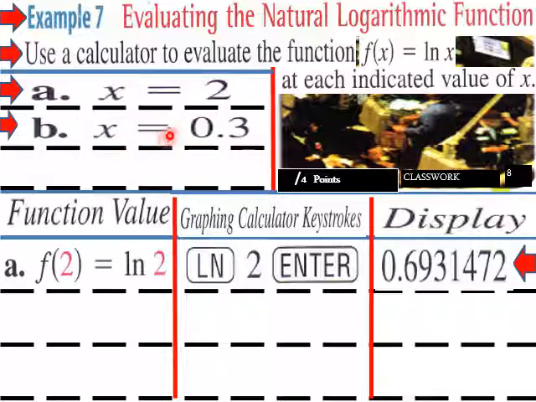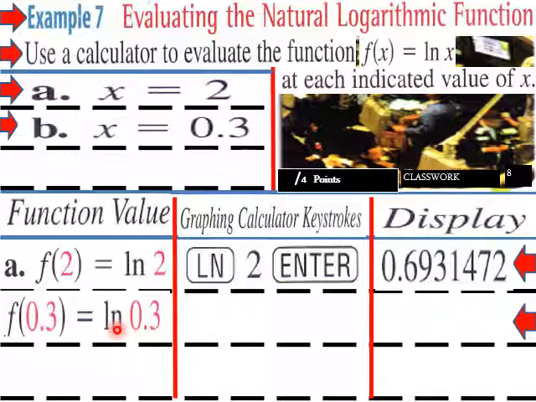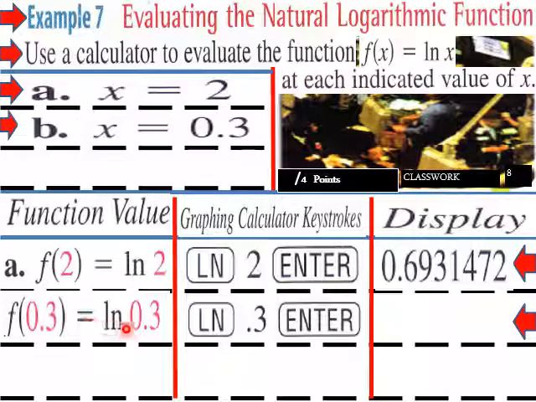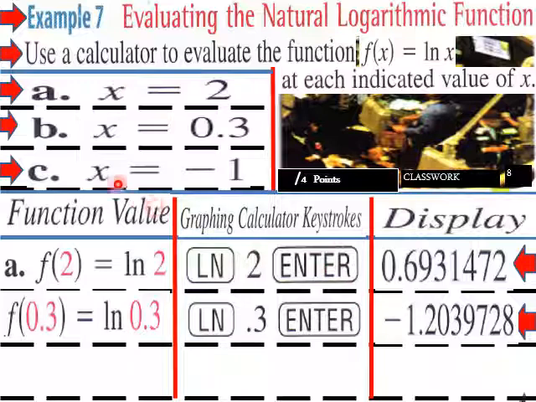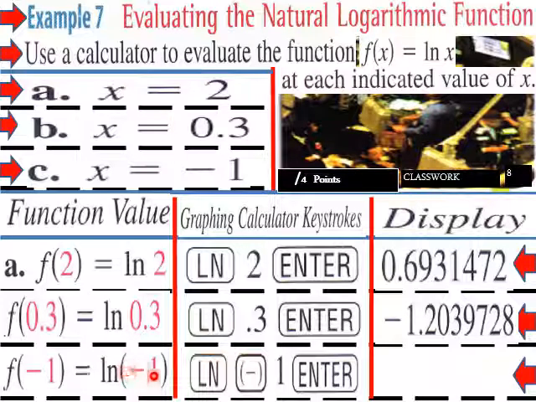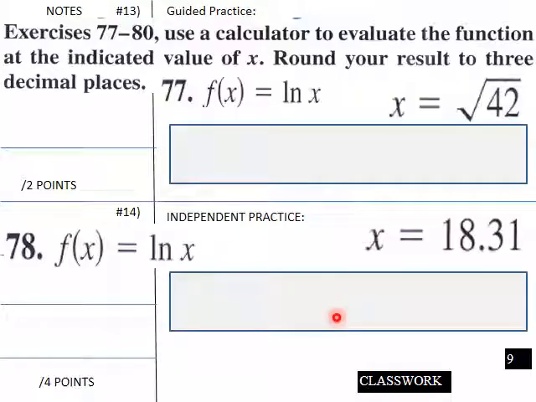And then b, x equals 0.3. So f of 0.3 equals natural log 0.3. Natural log 0.3 enter. Then we get this negative number here. And then c, x equals negative 1. So f of negative 1 equals the natural log of negative 1. Natural log negative 1 enter, and then we get an error message: cannot take a natural log of a negative number.